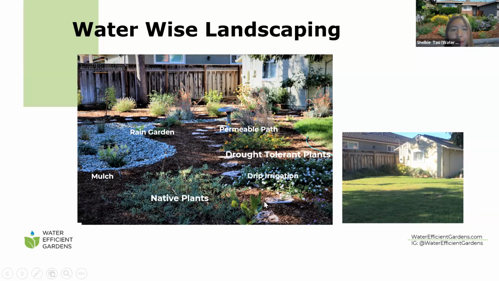And then you can see there's also a path. It is totally permeable. So when it rains, the rainwater will also just soak into the soil. So these are all the key elements that make the landscape water-wise.